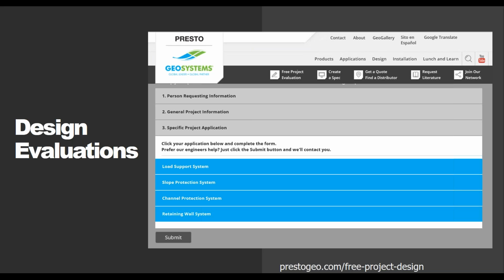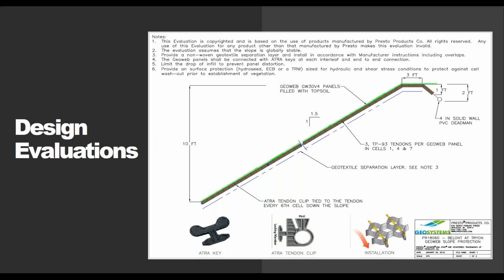So you fill it out with as much information as you have. You can attach things like geotechnical reports, project site photos, anything like that. And then it comes directly to myself and the rest of the engineering team here at Presto, and then we can get directly in contact with you. And like I said, it's going to be within about, we say 3 business days, but it's usually a lot faster than that. Usually it's about 1 business day.